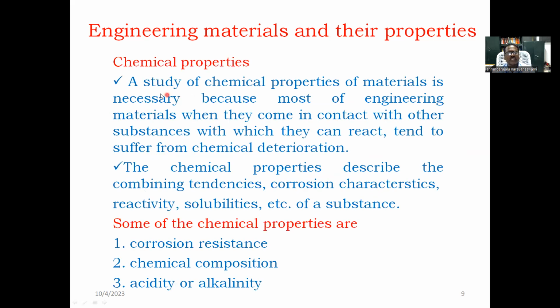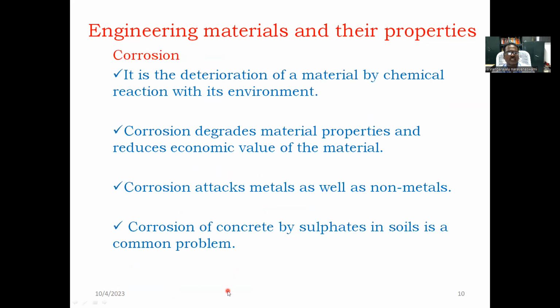Chemical properties. A study of the chemical properties of a material is necessary because most engineering materials, when they come in contact with other substances with which they can react, tend to suffer from chemical deterioration. The chemical properties describe the combining tendencies, corrosion characteristics, reactivity, solubilities, etc., of a substance. Some of the chemical properties are corrosion resistance, chemical composition, acidity, and alkalinity.